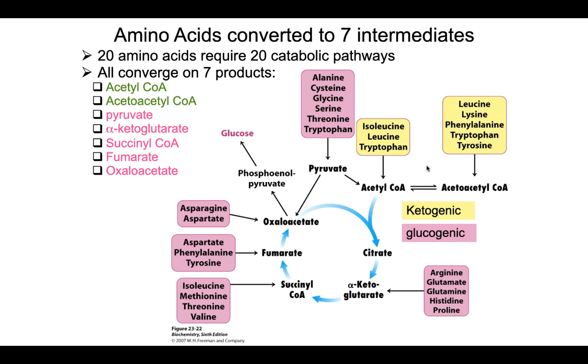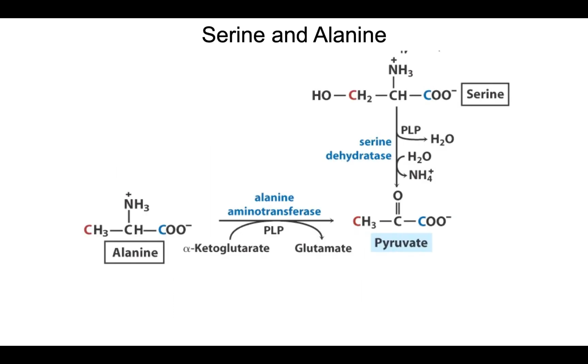Now, the ones that are converted to acetyl-CoA and acetoacetyl-CoA, those cannot be converted into glucose. They are not glucogenic, and so we call them ketogenic. They can instead be converted into ketone bodies. The other ones, since they can be converted into intermediates of the citric acid cycle, they therefore can be involved in gluconeogenesis and the production of glucose, and so we call them glucogenic. You don't have to memorize all of these, but here are the ones you do have to memorize.